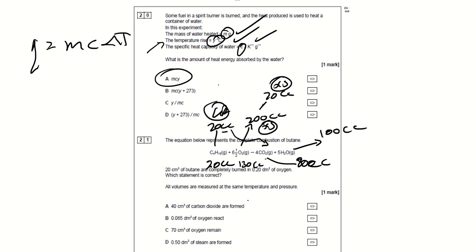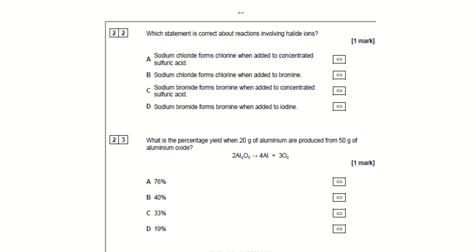So let's see if any of these are right. Which one of the following is correct? 40 cc's of carbon dioxide will be made. Nope, already worked out that won't happen. 0.065 decimeters cubed of oxygen reacts. No, because it's 20 cc's of butane, so it'll be double that, my 130. 70 cc's of oxygen remains. Yeah, we've worked that out up there. We had 130, we've 70 left over. That's the answer. And 0.5 of a decimeter cubed of steam, 500 cc's of steam, is made. No, there's only 100 cc's of steam made.